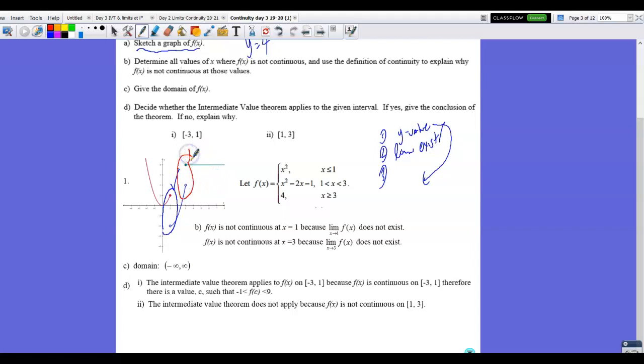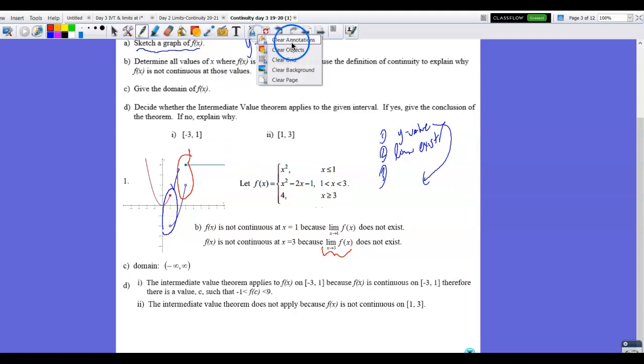Our second place where this piecewise function is not continuous is here at x equal to 3. It is a jump discontinuity, but that's not the question. We're going to simply state why the function is not continuous, and again, it's because the limit as x approaches 3 of f of x does not exist. That has to be written very mathematically.